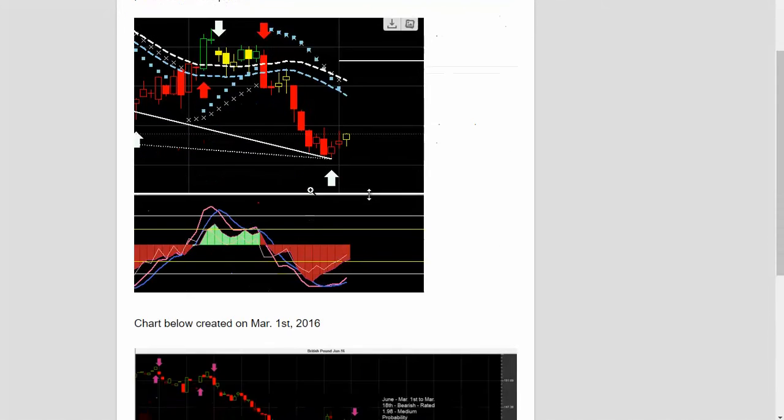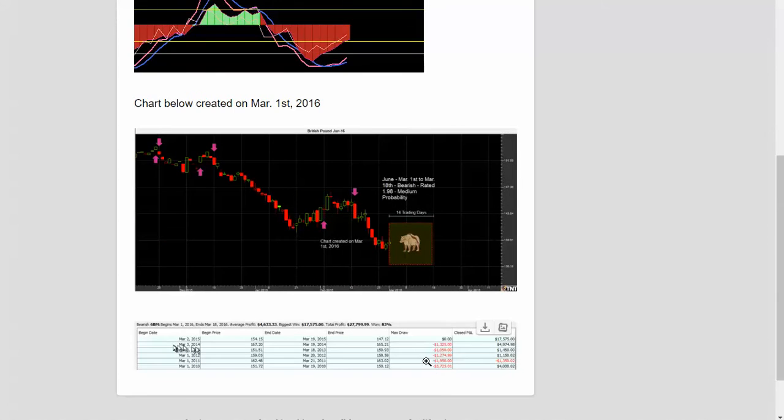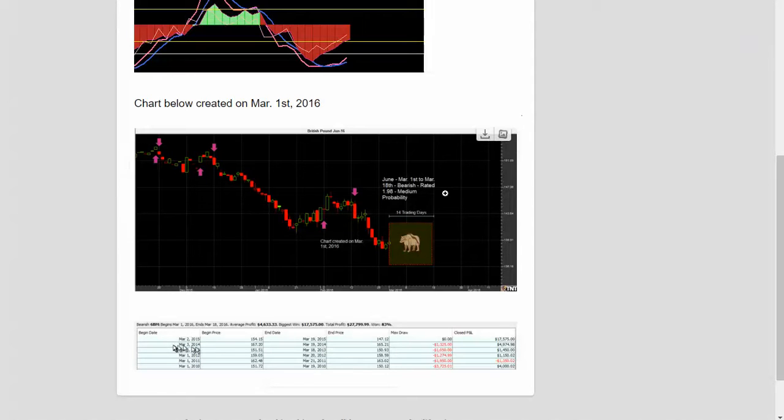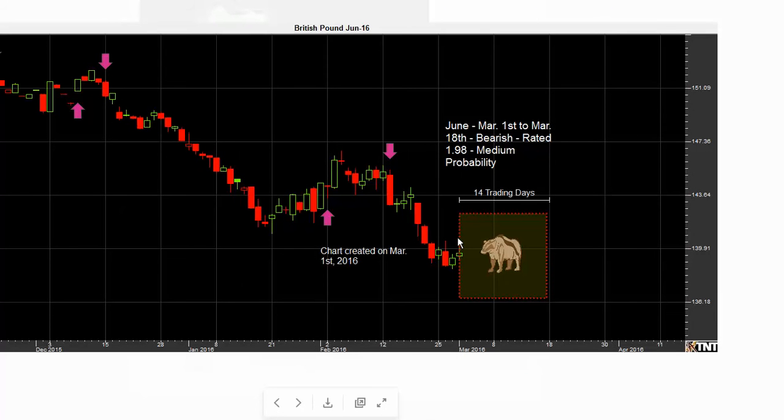that I keep in Evernote. And I'll go in and analyze, and I'll show you how we do that. But I'll go in and look at the seasonal trends of each one of these markets. Then I take those over and I put them onto a chart, as you can see here. As an example, from March the 1st to March the 18th, the June contract is supposed to be bearish. It's rated at 1.98.